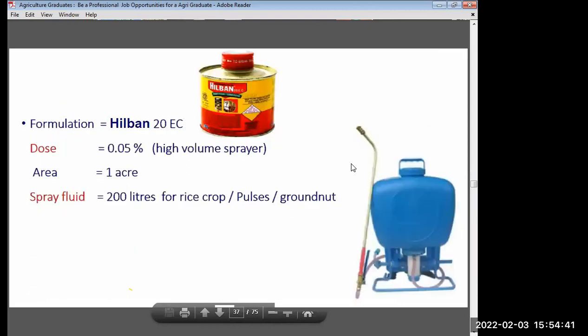Formula. If a formulation is 20 EC, dose 0.05%, area to be sprayed 1 acre. For spraying 1 acre of rice, we require 200 liters of spray fluid for the hand operated sprayer. This is the hand operated sprayer. It is called a high volume sprayer also. Another name is backpack sprayer. We are keeping the sprayer at our back. It is a high volume sprayer. Next, please. These are the information.